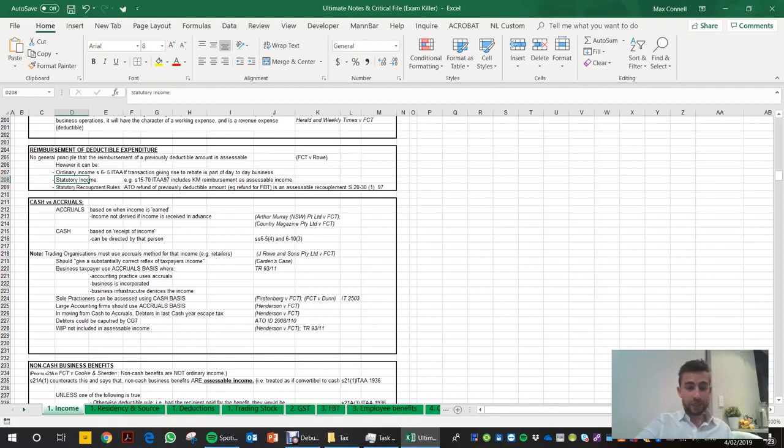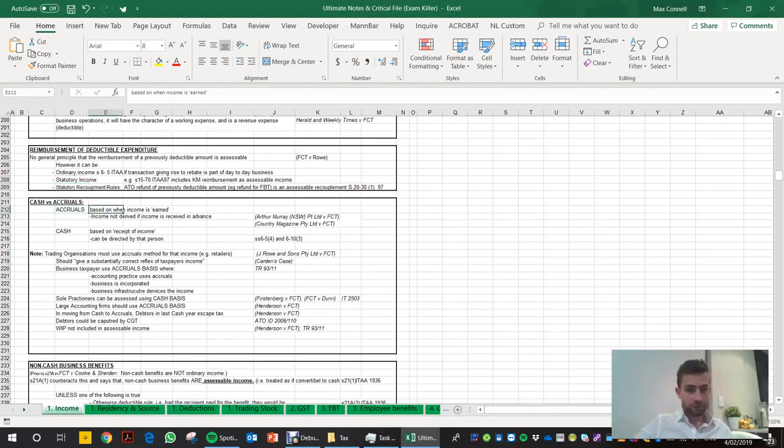So just to recap, a reimbursement doesn't necessarily need to be assessable. However, it can be ordinary income if it's part of your day-to-day business. And you also need to consider what falls under statutory income. That's kilometre reimbursement. And also there's a specific rule where an ATO refund can be assessable as well.